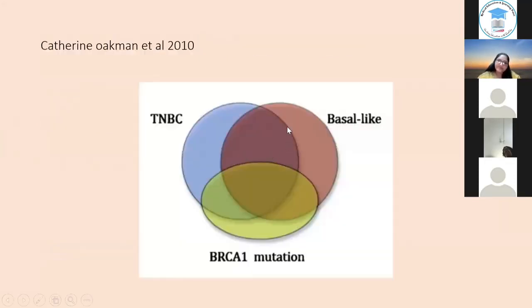So if you see this picture, the blue circle corresponds to TNBC. The brown circle corresponds to basal-like breast cancers. Okay, so only 80% of the basal-like category are TNBC. The rest here, which are non-basal-like, correspond to 20% of the category. So these 20% of tumors are Claudin low type, normal breast-like, and apocrine type. Okay, and the third circle, the green circle, is BRCA1 mutation, which I'm going to discuss later.